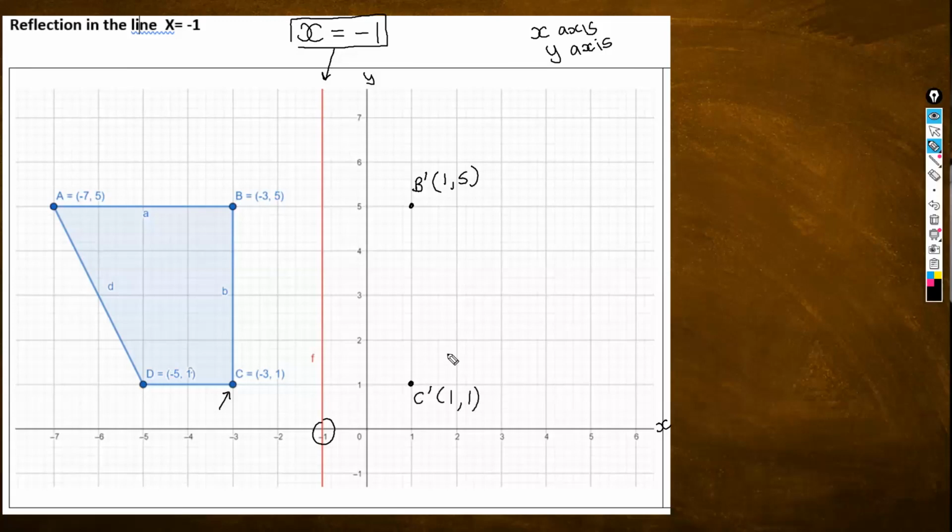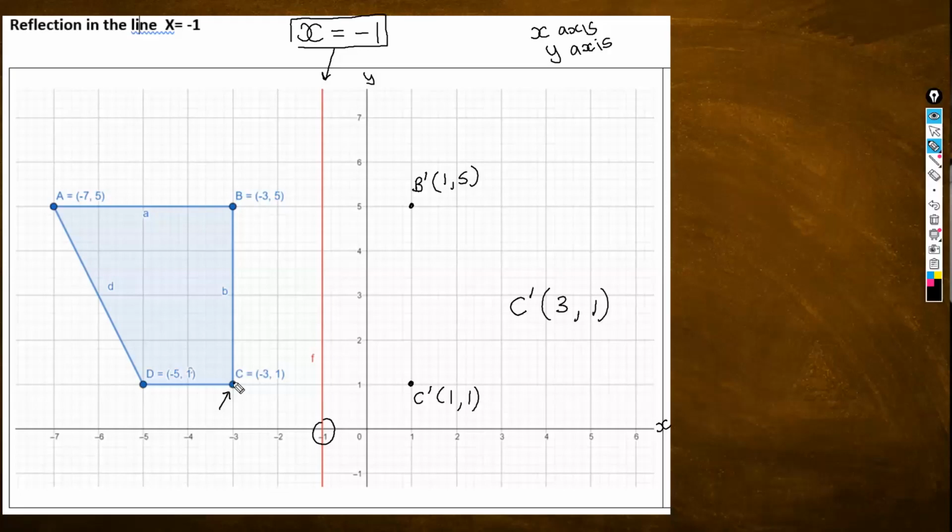I noticed some people, let me explain something. For point C, let me explain what some people did wrong. I'm just going to write over here. Some people sent this answer for C prime, 3, 1. And let me explain why that answer is wrong.